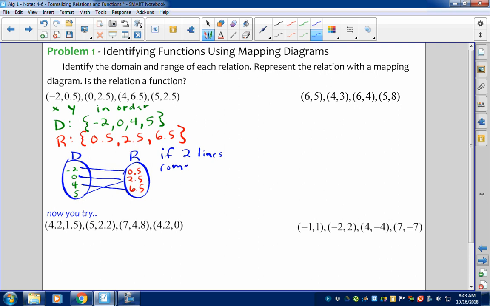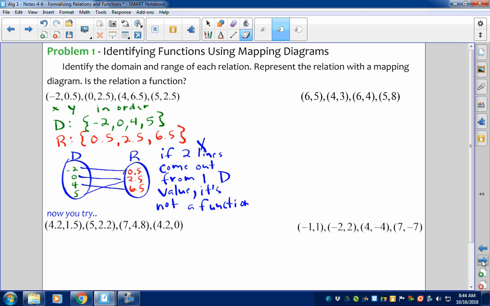come out from one D value, it's not a function. So that's what we're looking for. 2 lines. 2 lines come out from one D value, it's not a function.